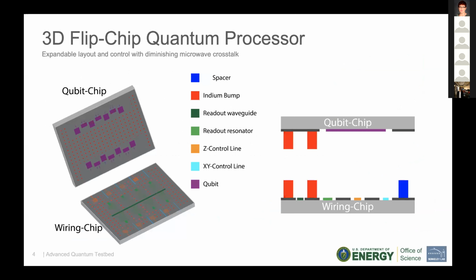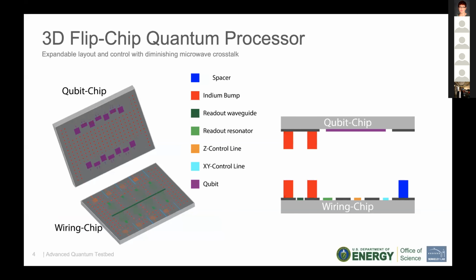And the proper choice of 3D integration in our case is this kind of flip chip technology, which basically means that you separate this one processor into two pieces, depending on their functionality and the fabrication requirements, and you stick them together. And in this slide, I'm going to highlight this critically important element, which is what we call indium bumps. The red rectangle shows that.